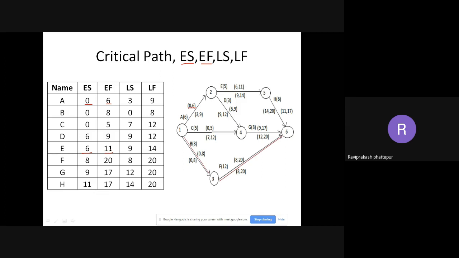Again, I'll repeat. For getting this early start, early finish, late start, and late finish, you need to have drawn the proper network diagram. Then the forward pass and backward pass has to be drawn properly. Then only you will get the correct answer. Otherwise, these numbers will change and you end up with wrong answers. For ES and EF, it is the forward pass. For LS and LF, it is the backward pass. For A, it is 3 comma 9, written here. For B, it is 0 comma 8.